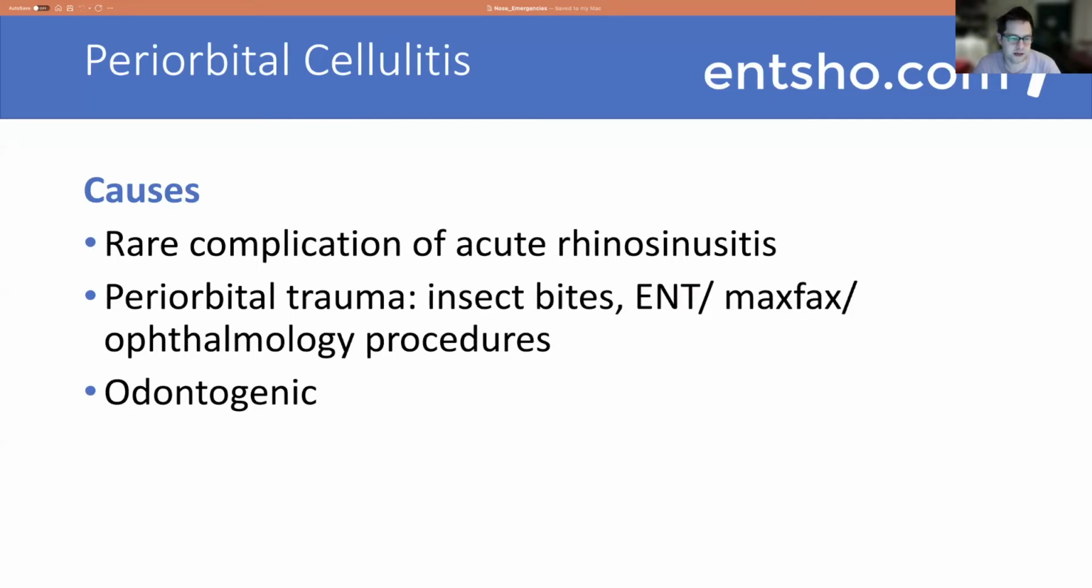And it can be primarily from the sinuses, or indeed complications from the skin, so insect bites or previous surgery. And of course, the other cause can also be teeth. So it's another thing which is important to evaluate when you're seeing the patients.